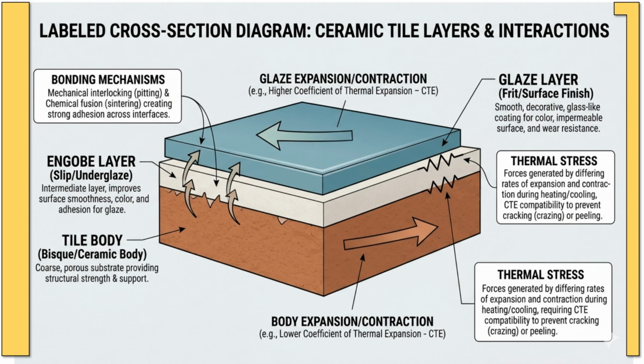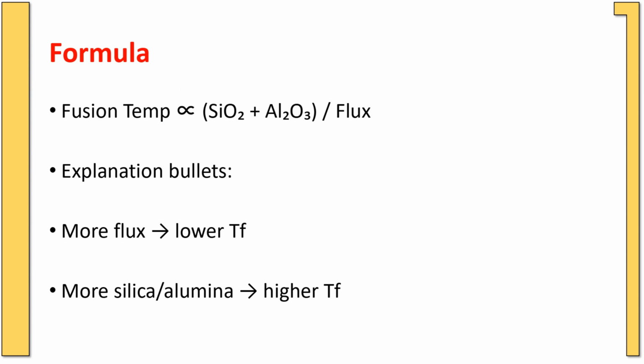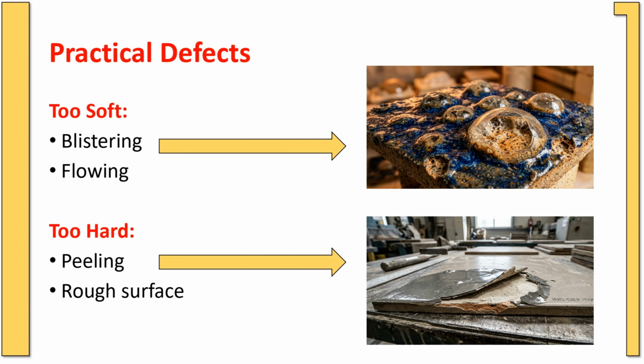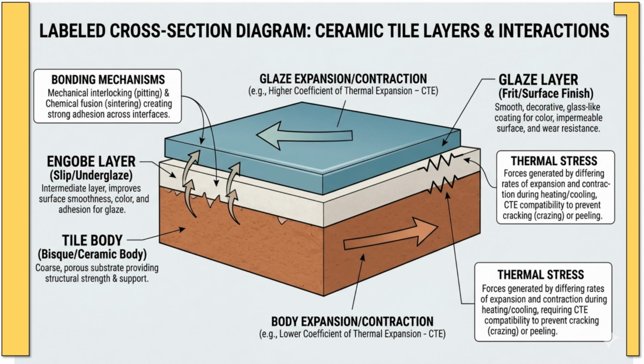Engobe must balance between body behavior and glaze behavior. If engobe is too hard, it cannot bond properly, which can eventually cause the peeling problem. But if engobe is too soft, it overmelts. Defects like blistering or flowing will occur in the tile production. Now, that's why engobe is not just a layer. It is an engineering solution to manage thermal stress and bonding. A perfectly designed engobe ensures strong adhesion, controlled melting, stress compatibility, defect-free tiles. So next time when you see a defect, don't just blame the glaze. Look at the interaction between all three layers.